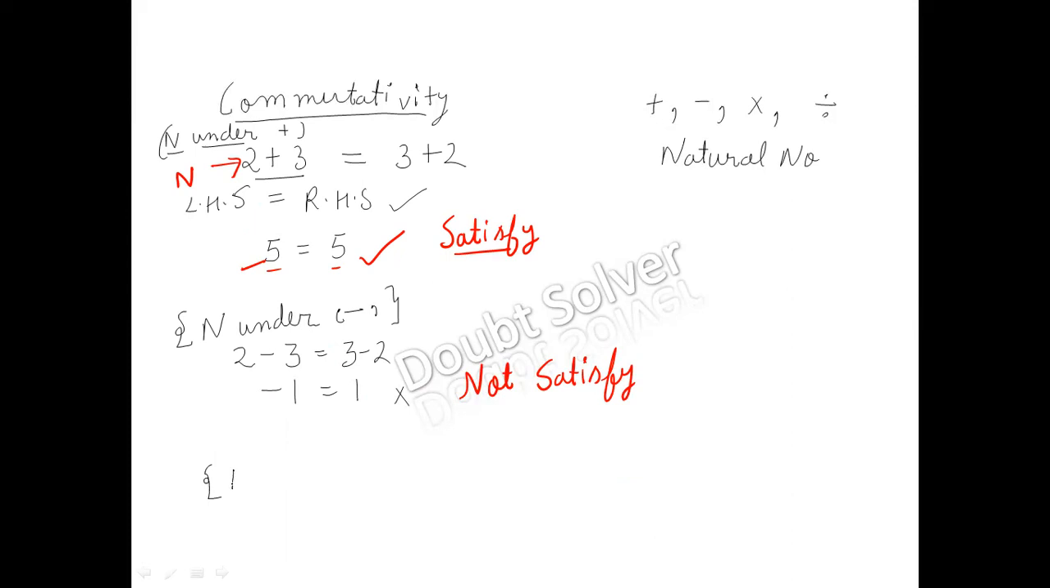You can check for multiplication. I'm going to do it for division, because in multiplication it is the same as addition. 2 into 3 would be 6, and 3 into 2 would be 6. So it will also satisfy.